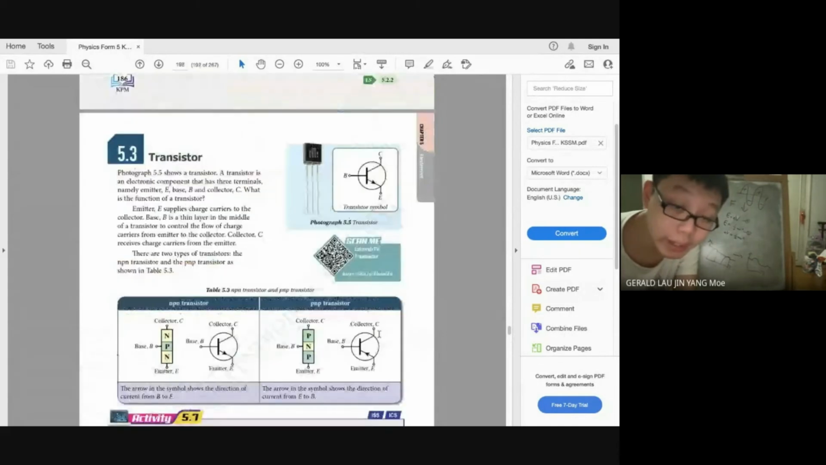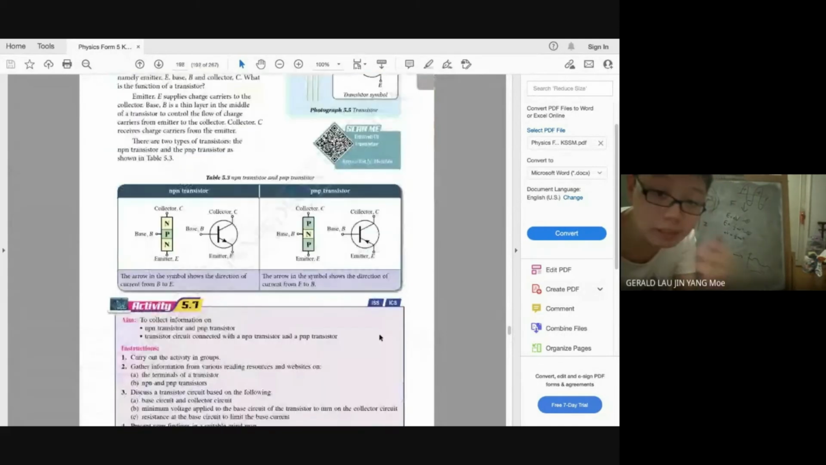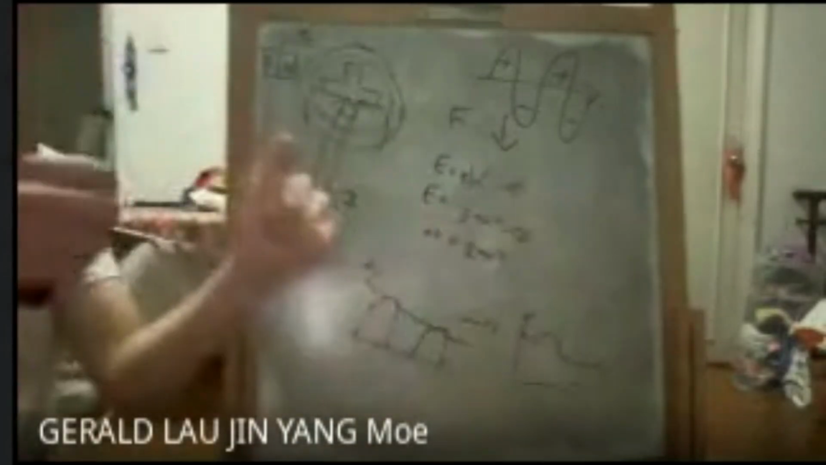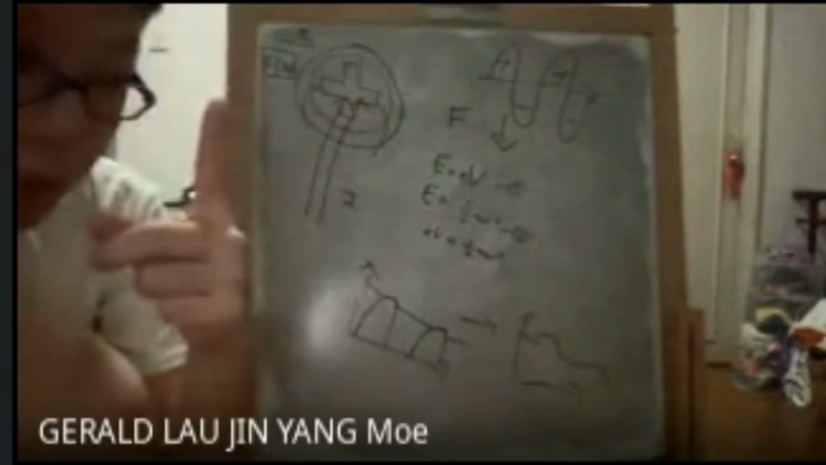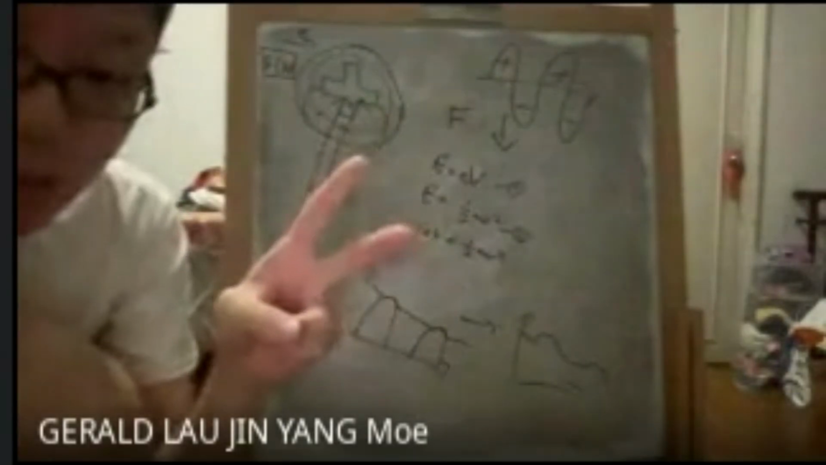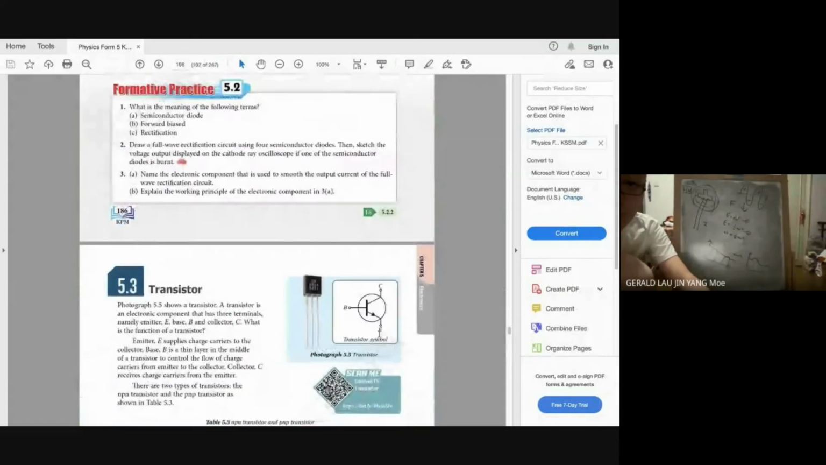Okay, that's all for the capacitor. Can you understand? Okay, understand? So you already learned the semiconductor diode, and you already learned the capacitor, which is also used in rectification. Next, you will learn the transistor.